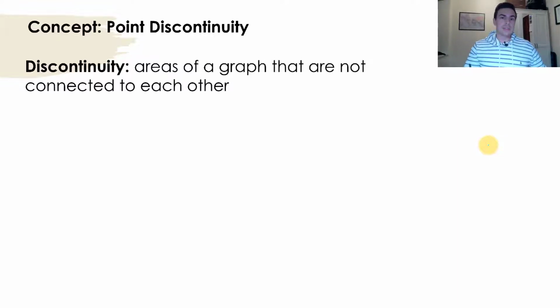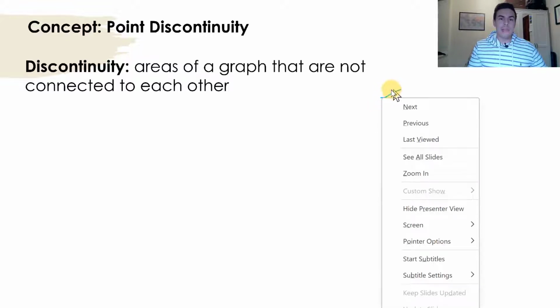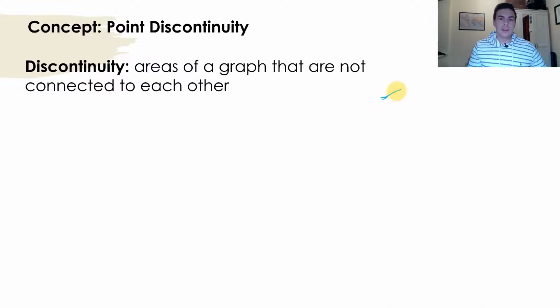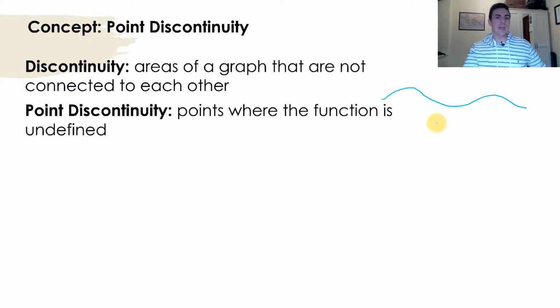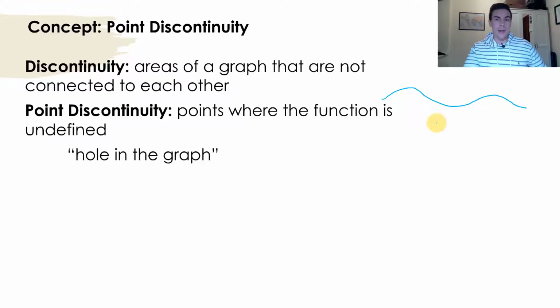So remember we talked about if you are drawing a continuous graph on an interval, when I put my pen down and I start to draw, I don't have to lift up my pen the whole time. But if I have a point discontinuity, then that is a point where our function is going to be undefined, and we see that as a hole in our graph.